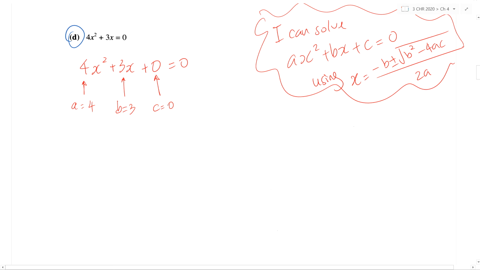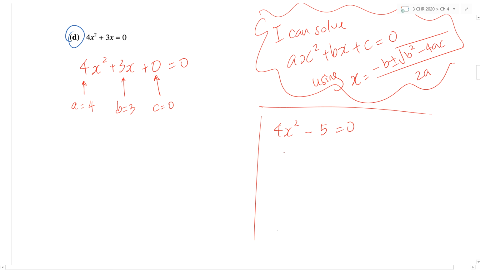We can do this for questions that look like this: 4x squared plus 5 equal to 0. For example, another question. Let's change this to minus 5. Okay, for this question, what is the value of a? 4, yes. A is the number or the coefficient of x squared. So a is equal to 4.